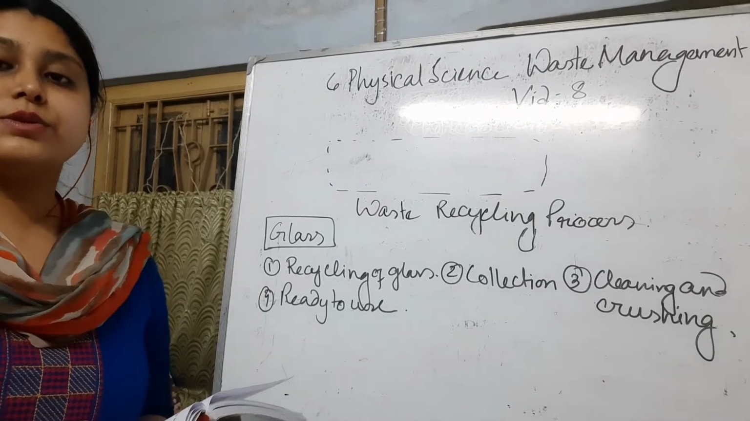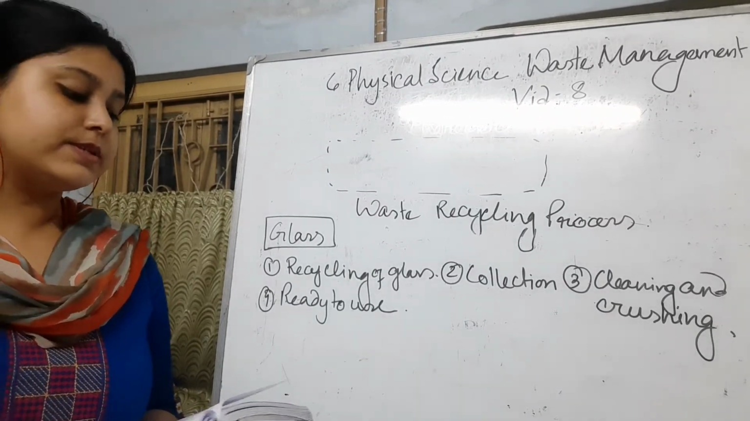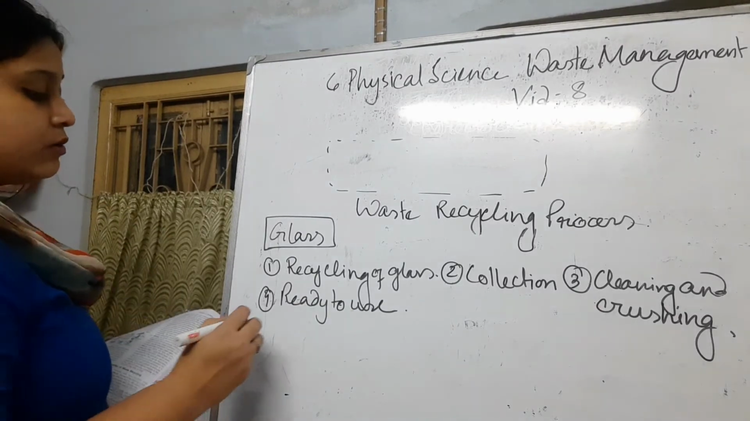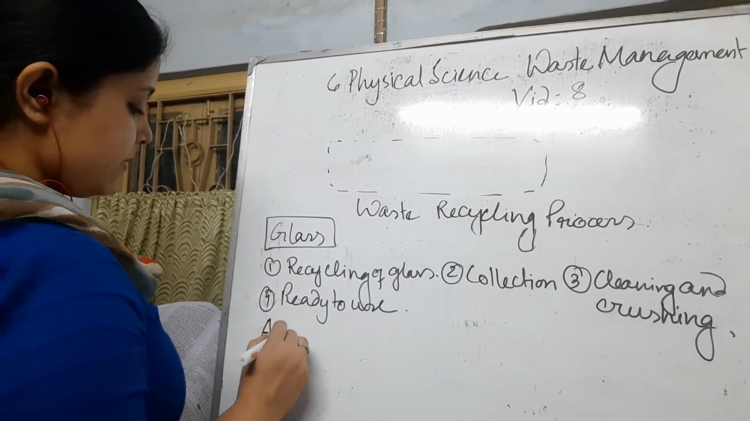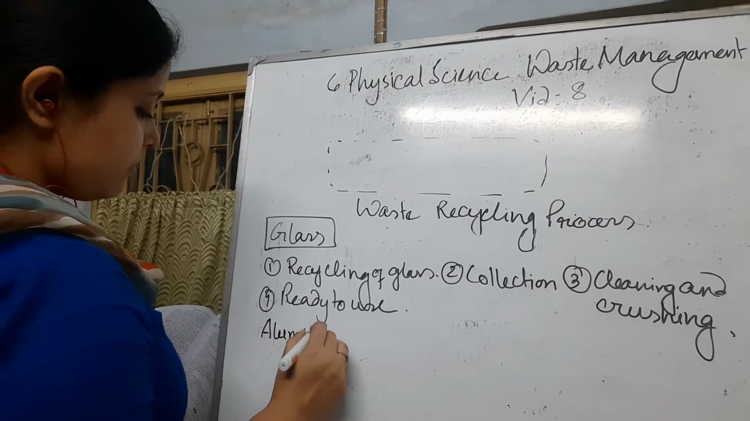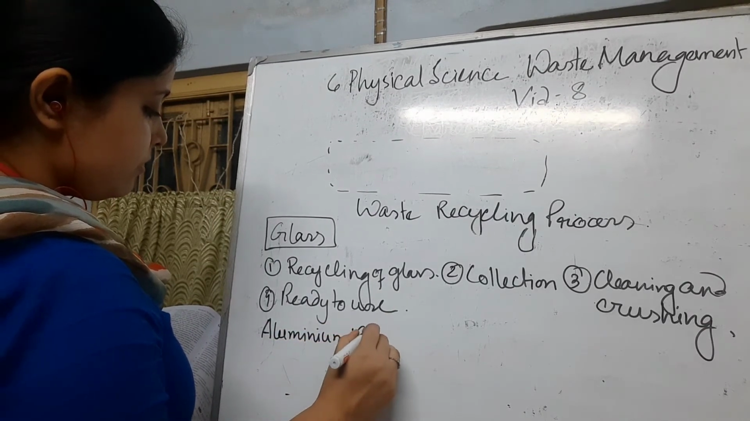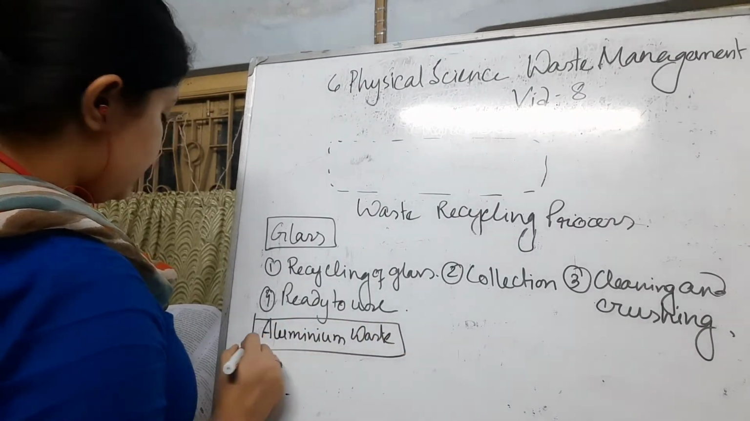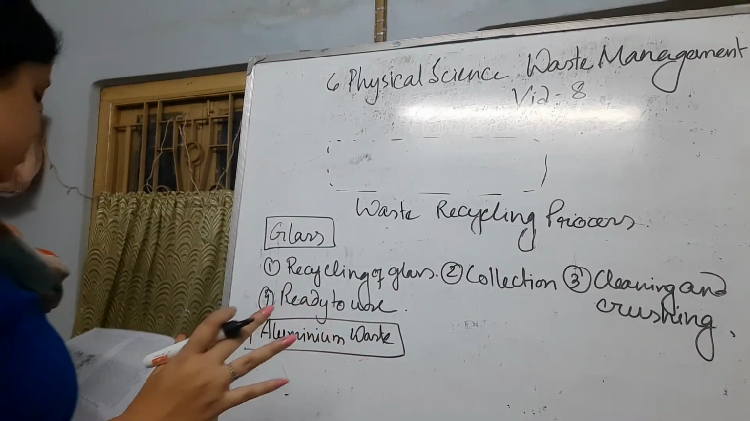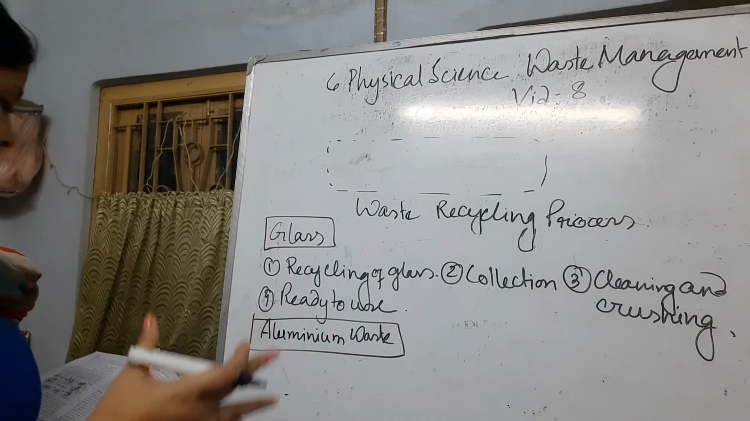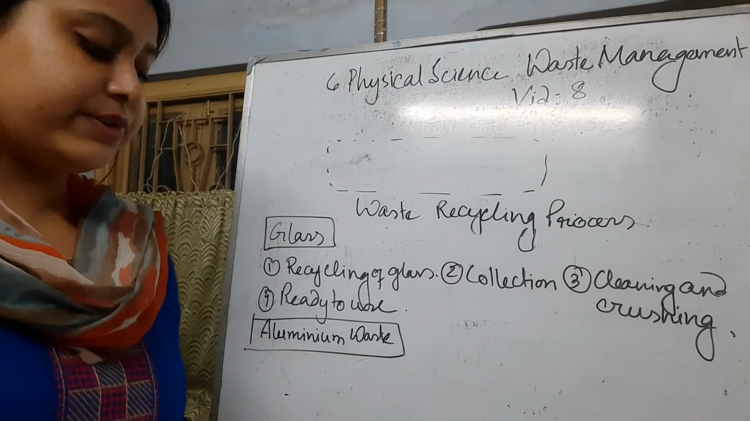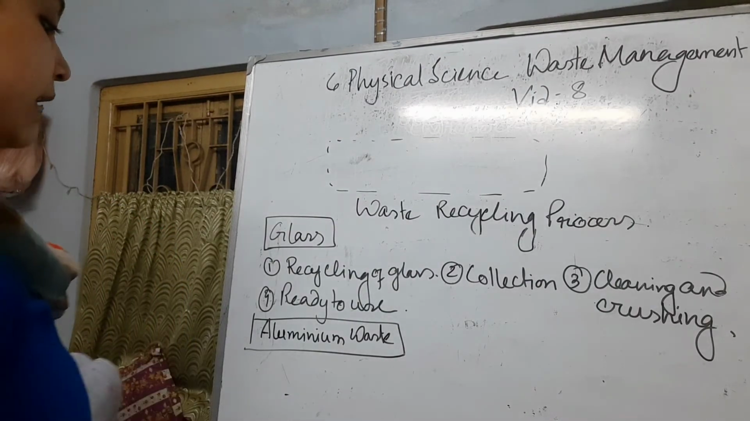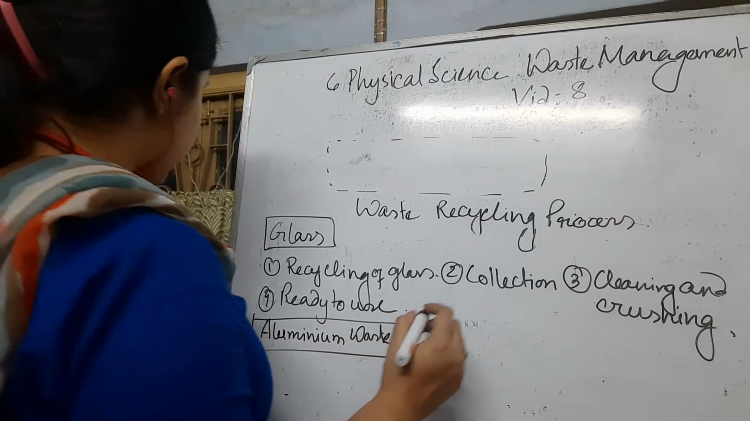Now we are going to discuss the recycling procedures of aluminium waste. So let's write down the procedures. Aluminium waste means cans from soda, tomato and fruit cans and other cans, which can be recycled after they are collected properly. So the procedures of recycling are like this.